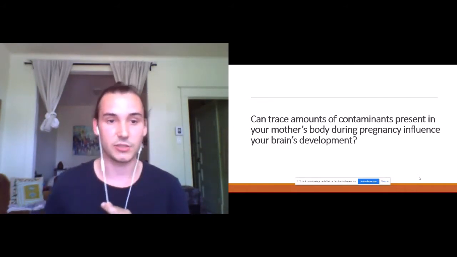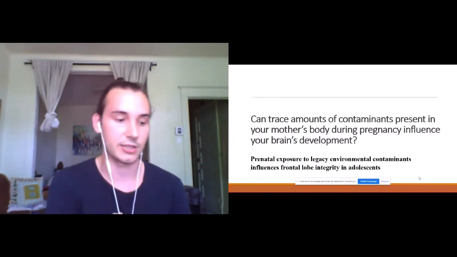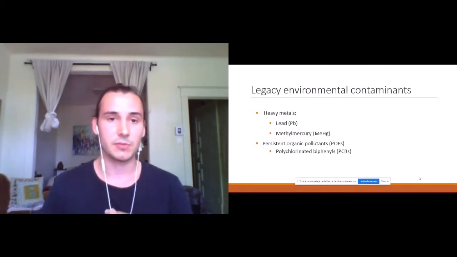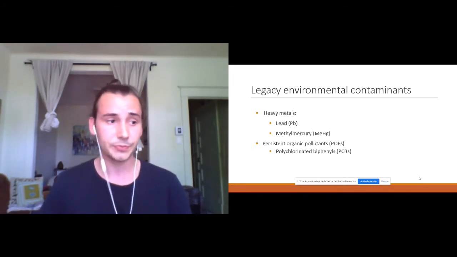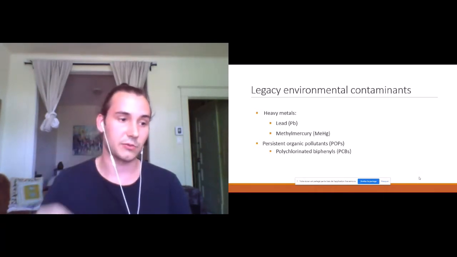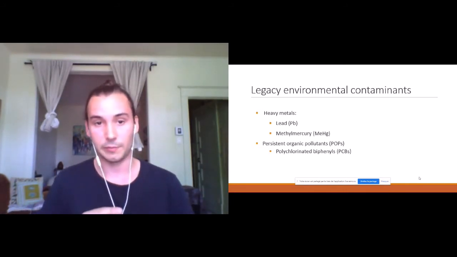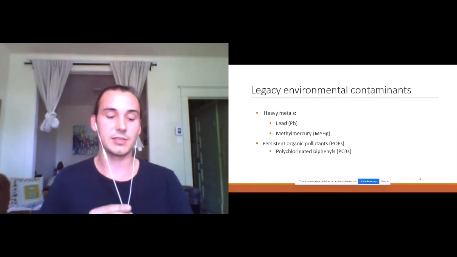In this presentation, I'll touch on how prenatal exposure to legacy environmental contaminants influences frontal lobe integrity in adolescents. So what are legacy environmental contaminants? The name comes from the fact that they've been well studied throughout history. The chemicals were commonly found in a lot of different appliances. For lead, we can think about the use of leaded gasoline, leaded paint, and even water pipes here in Montreal. There are two main classes of environmental contaminants: heavy metals and persistent organic pollutants. Polychlorinated biphenyls, PCBs, were commonly used as coolant fluids and flame retardants. But since the 1970s, most of these contaminants were banned for commercial use.